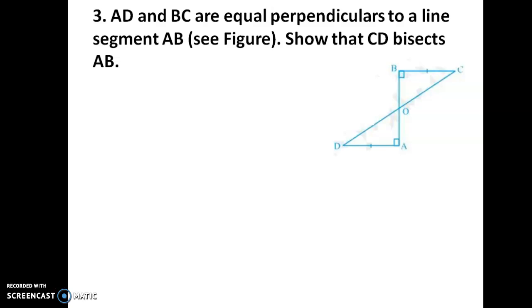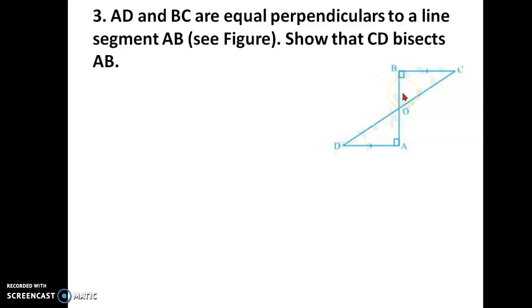Third problem, AD and BC are equal perpendiculars to a line segment AB. Show that CD bisects AB. Okay, so this is the figure. So these two are the perpendiculars. Okay, so perpendicular means it will join the line at 90 degree.